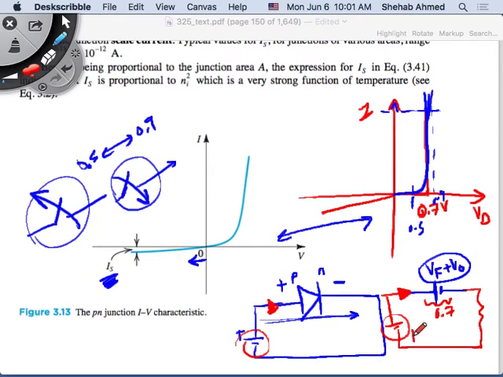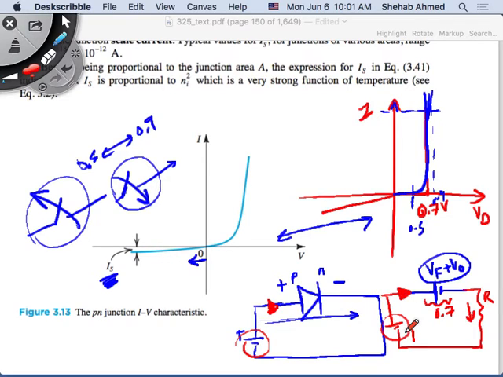If this is 1 volt, then what is the current through this resistor R? It's 1 minus 0.7 divided by R. Right? So it has to be greater than this voltage for current to flow. But what I'm saying is that this is not abrupt. There's no such thing as an abrupt change, right?